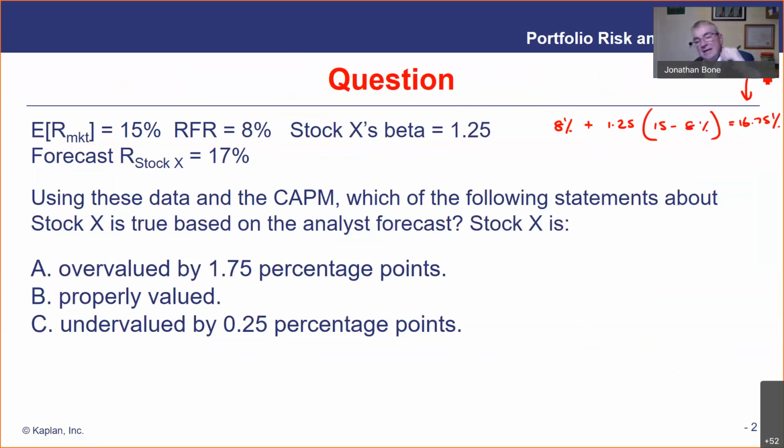Required given the stock's level of systematic risk. Forecast return, we're actually told here, we don't have to calculate it, 17%. Oh, good. It's giving me too much return, and therefore it must be an undervalued stock. How much it's undervalued by, we could compute by looking at Jensen's alpha, which says 17 minus 16.75%, which is 0.25%. So the answer is C. Nice and straightforward.